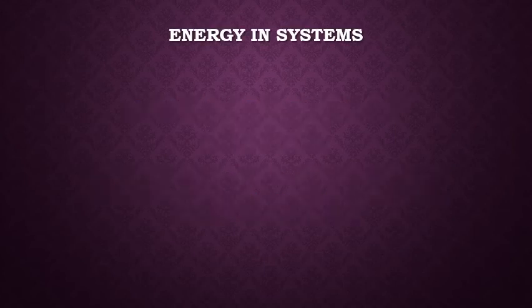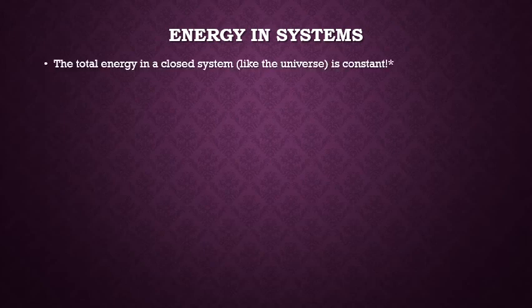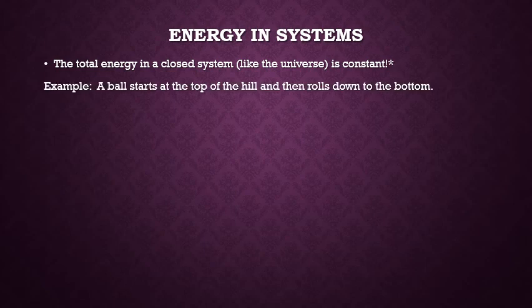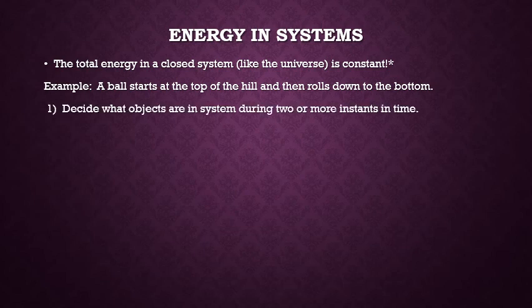So whenever you're approaching a problem from an energy perspective, the first thing that you really have to do is think about it as a system and try to figure out how we're going to use this big idea of conservation of energy in closed systems to help us understand the energy state of that object. So let's take a pretty simple example. A ball starts at the top of the hill and then rolls down to the bottom.